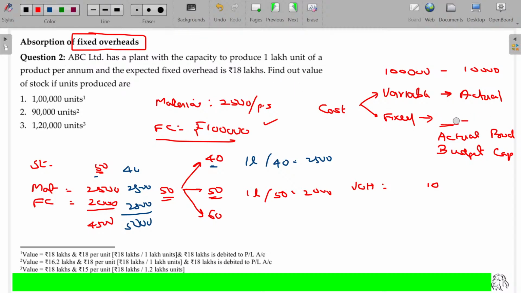Whichever is higher will be taken, not whichever is lower. Whichever is higher will be taken. Clear? Now, if I get 60 students, what happens? How can I divide? Will it be 1 lakh divided by 60? 1,667. 2,500 for the material cost and 1,667 for the fixed cost. 4,167 will be the value.